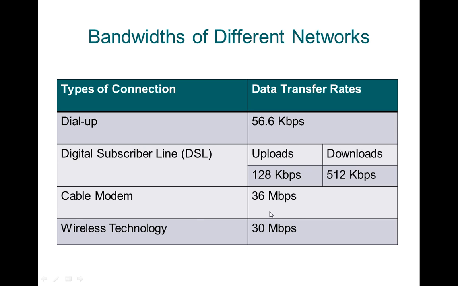Then another connection is cable modem. Data transfer rates are 36 Mbps. Then there is a wireless technology. The data transfer rate is 30 Mbps. So these are the four types of connection, and these are the multiple bandwidths available for each network.